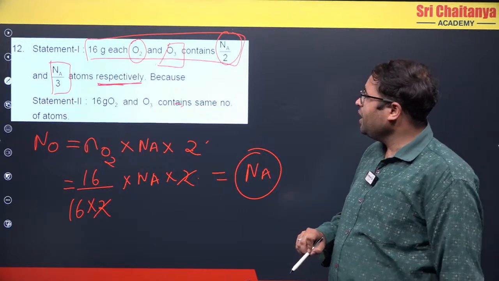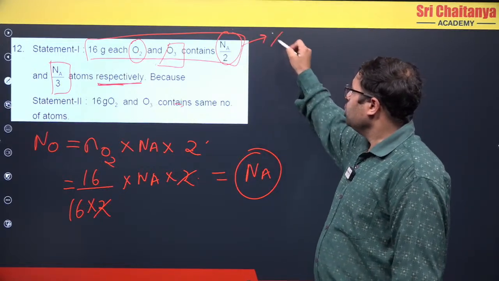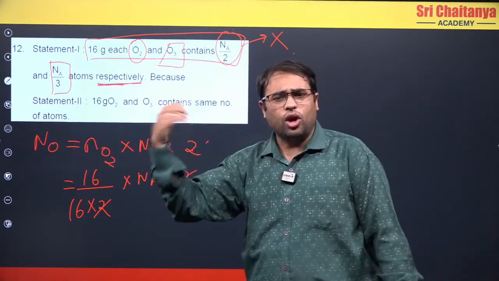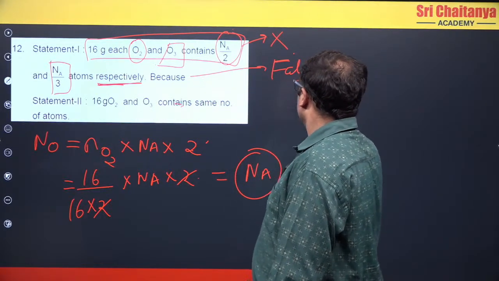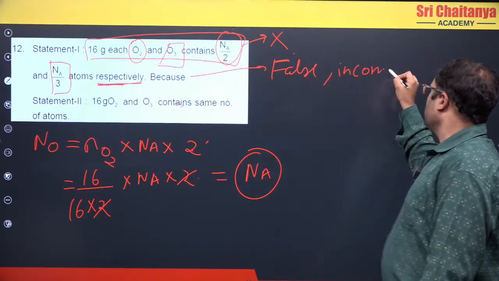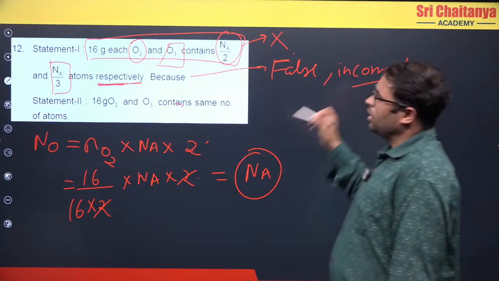Right? It will not be Na by 2. So the first statement, you do not have to analyze it further. This is false, or I can say incorrect. Right? It is not correct.